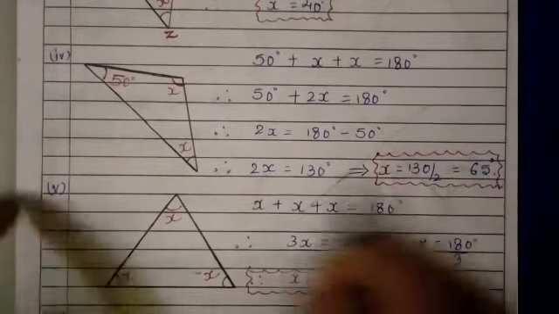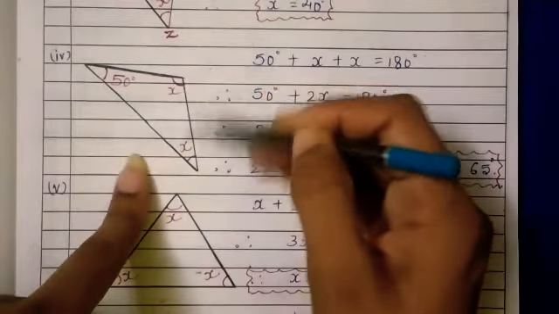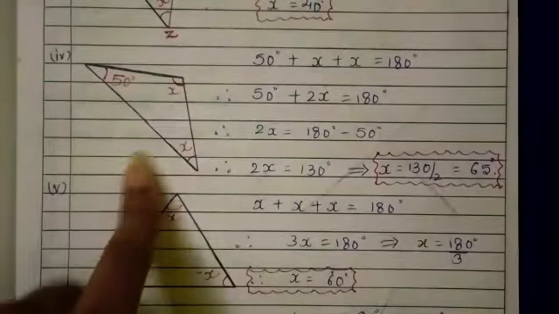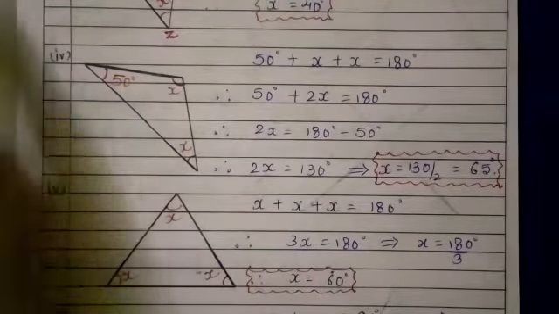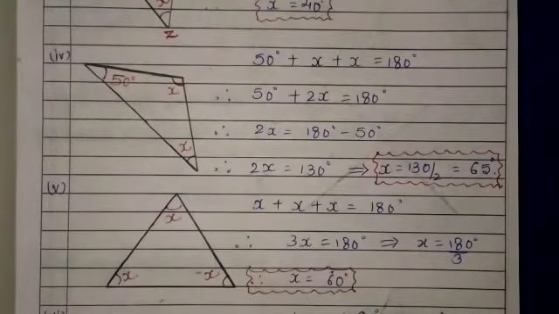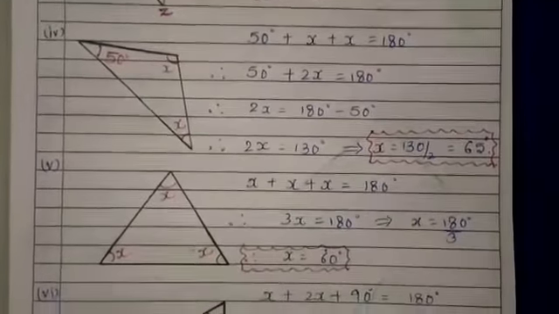It means that in this particular triangle, these two angles are 65. Okay, these two angles are 65. You can add and verify, you will get 180 for sure. Okay, now let's move on to the next question.